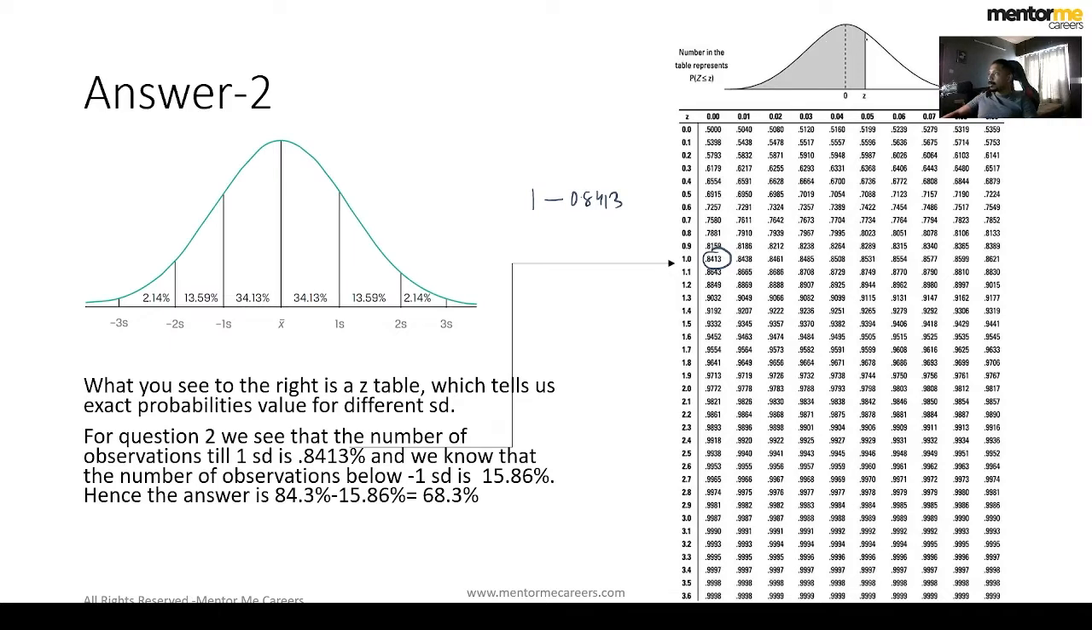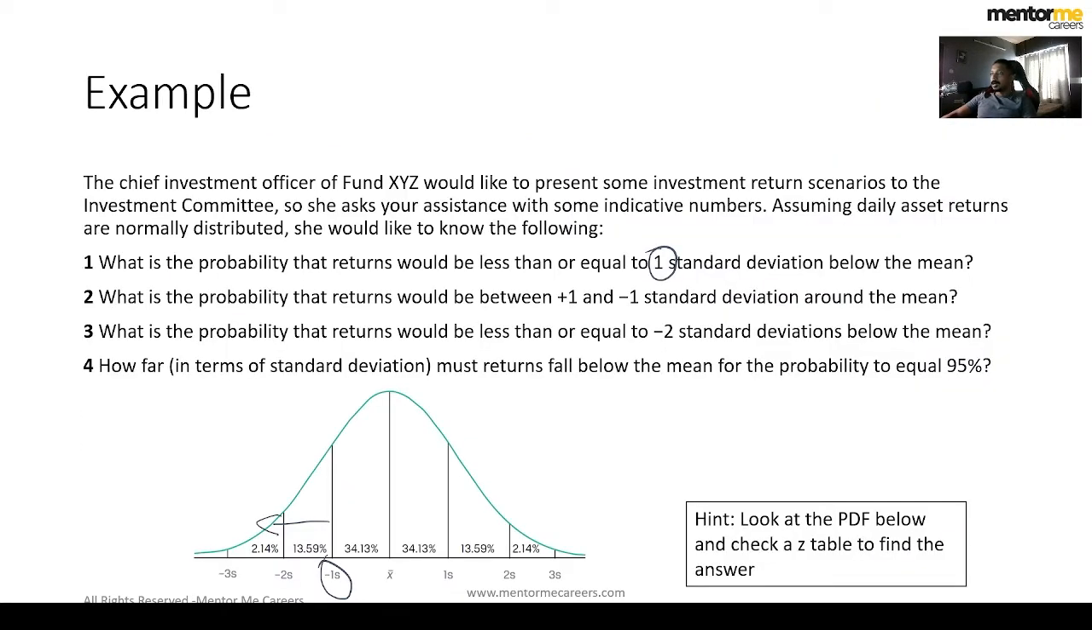So if the probability of this is, let's say, 84.5%, then it's obvious that the other side, the number of possibilities happening below 1 standard deviation, is going to be 1 minus 84.5, which is 15%, right? And if you just subtract 15.86 from 84.13, you will get 68.3%, which is the answer to question number 2. Let's look at question number 3.